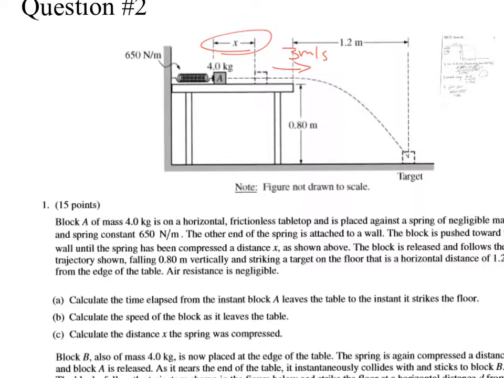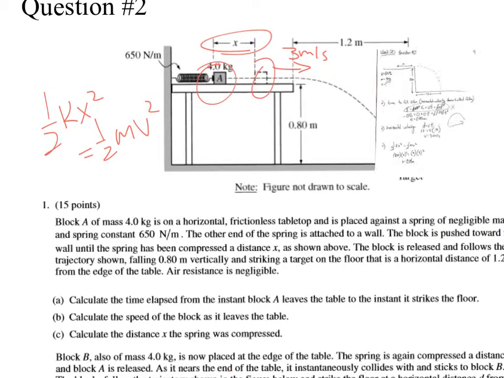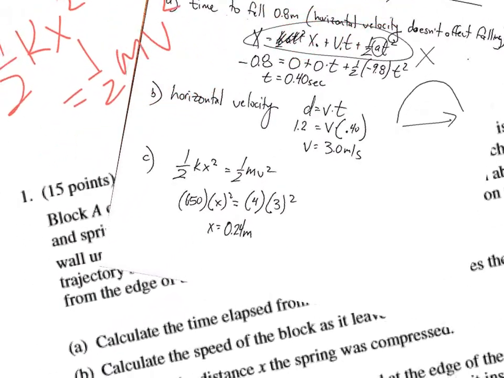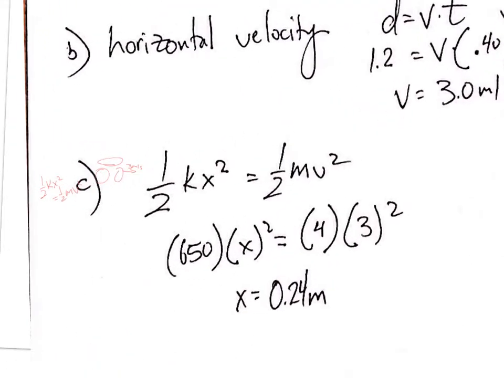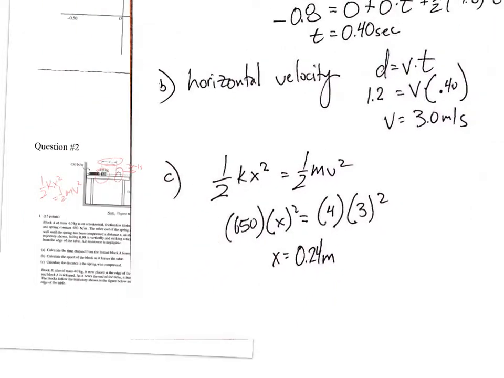So this is where you're going to relate the spring potential energy to the kinetic energy of the mass once it leaves the spring. So spring potential energy 1/2 kx squared is going to equal 1/2 mv squared. Spring potential energy here equals kinetic energy there. So we say 1/2 kx squared equals 1/2 mv squared, and we get that the displacement, the amount the spring was compressed, is 0.24 meters. Cool.